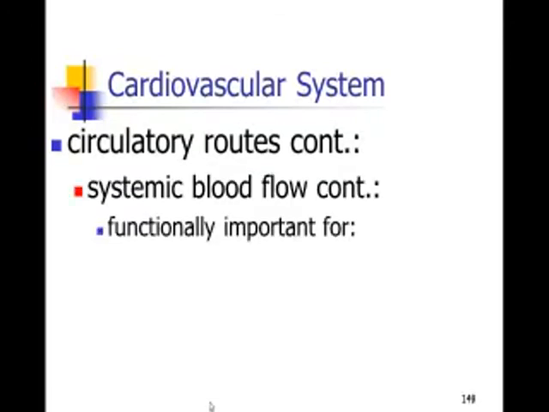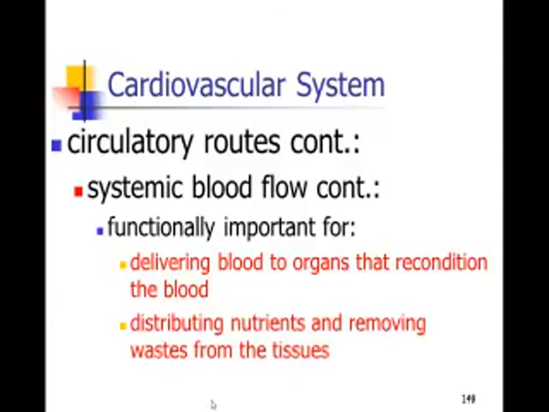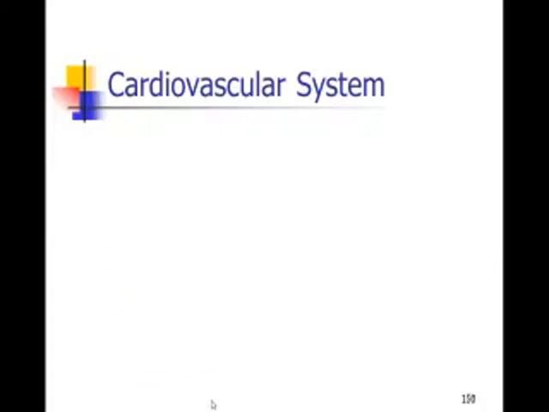Systemic blood flow is going to be functionally important for getting blood out to the organs, to recondition the blood. So things like the liver, the small intestine, the kidneys, things of that nature, the endocrine glands. It's also going to be important for distributing the nutrients and removing waste from the tissues, from the tissue fluids.